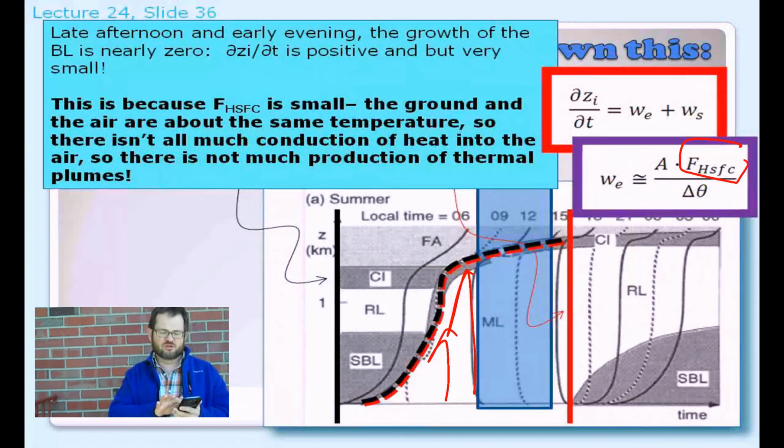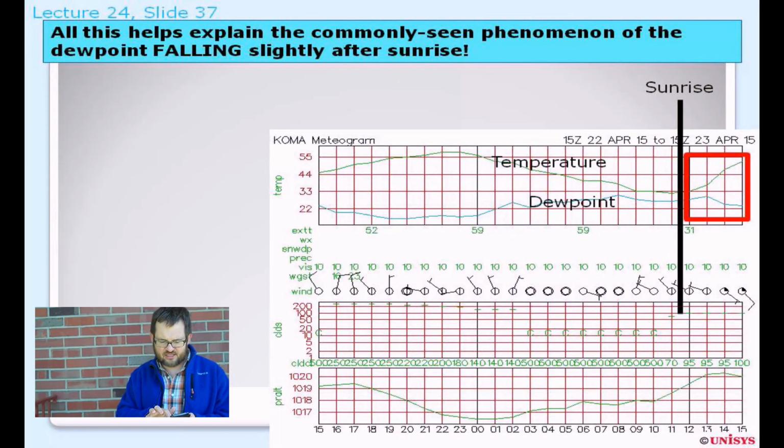You don't get those thermal plumes very much anymore, and now you're going to have very little production of cumulus clouds, and that last hour or so before sunset, the skies will be clear again. So this actually gives us lots of explanation of what was going on in that first couple of slides that we saw at the beginning of the lecture.